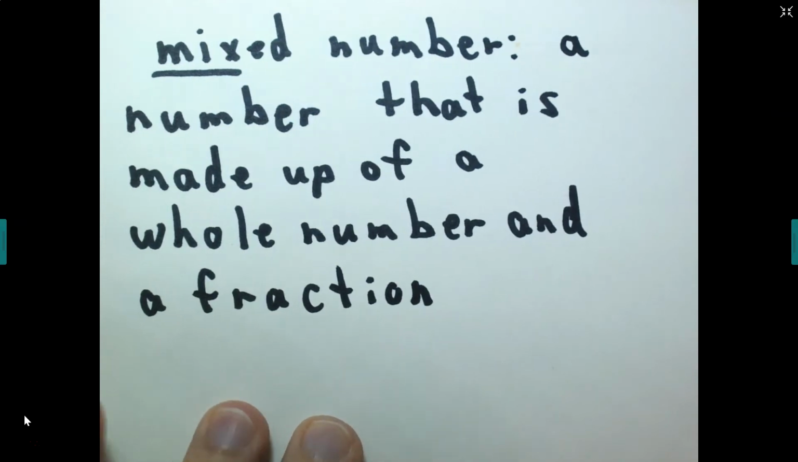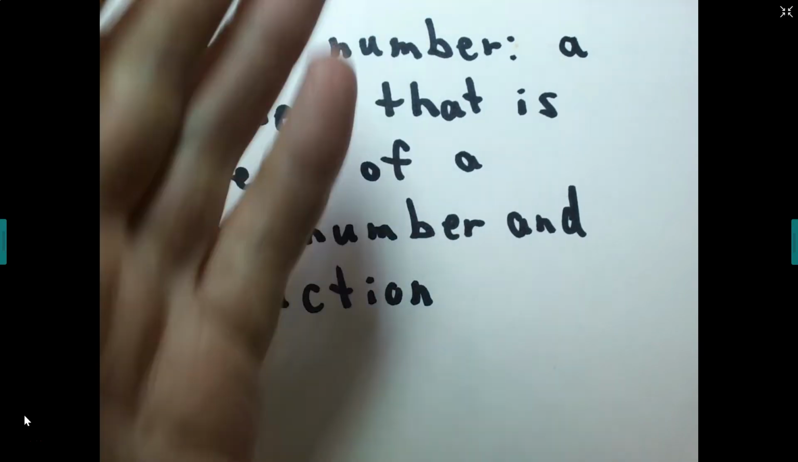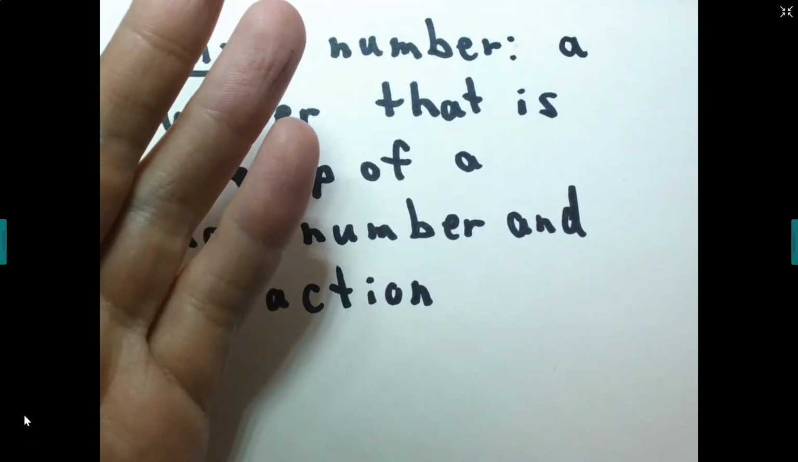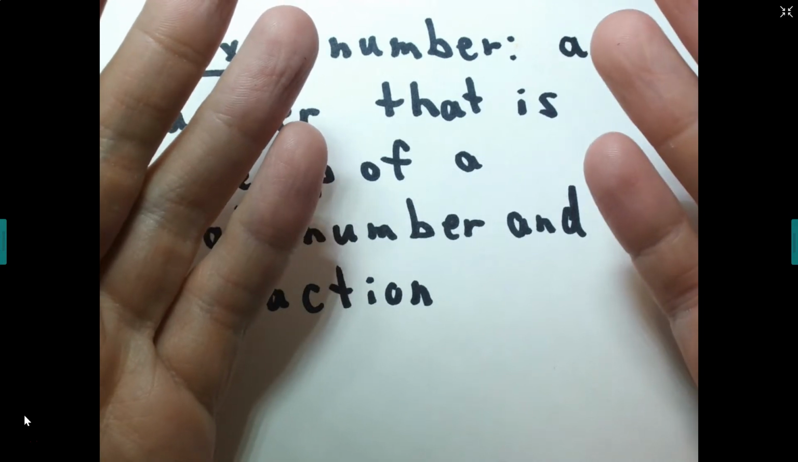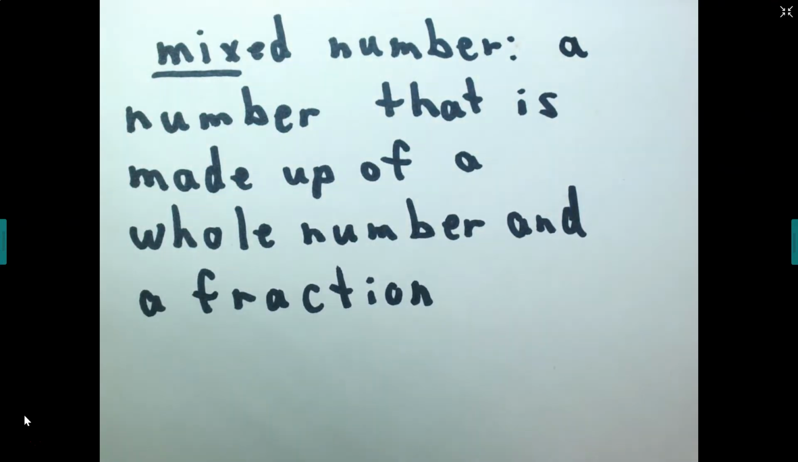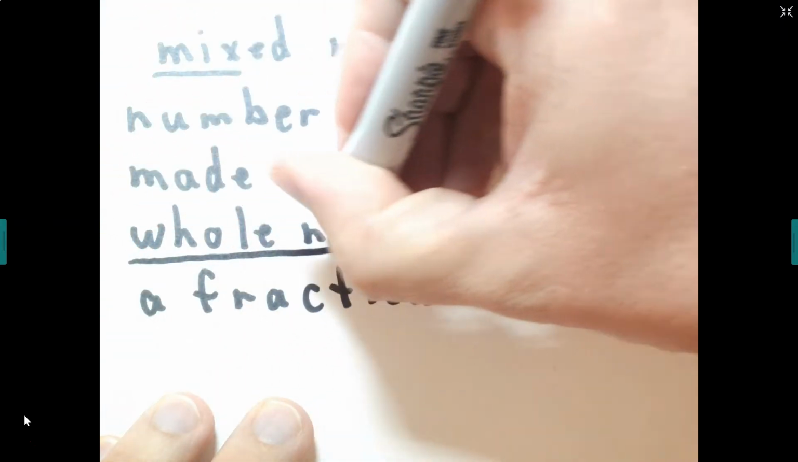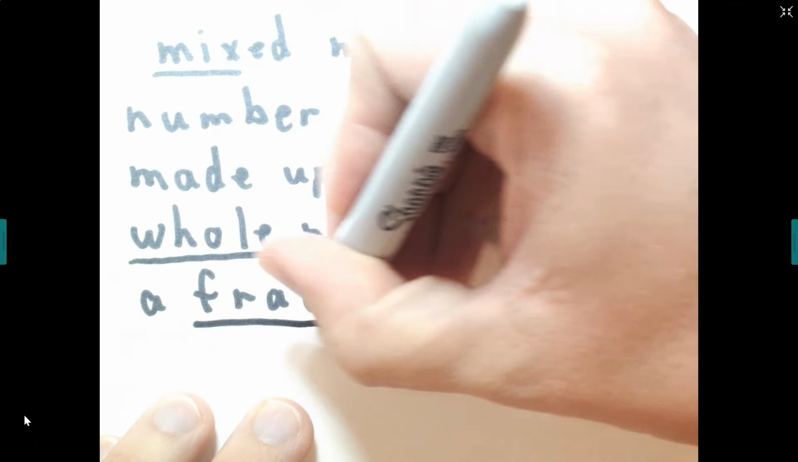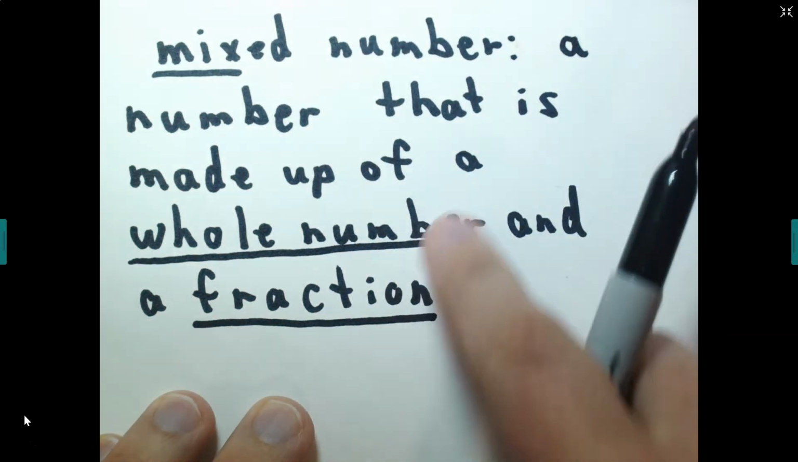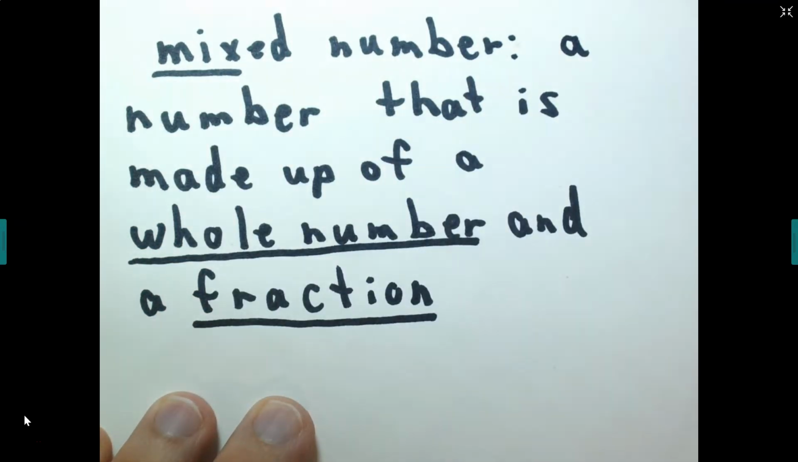Let's say you're making a cake, and you mix two things to make a cake. You put two things together. You have your flour, and you have your sugar. You mix them. Here, you have a whole number and a fraction. You mix them together to make a mixed number. So if you haven't already, pause the video, copy the definition, then come back for some examples.